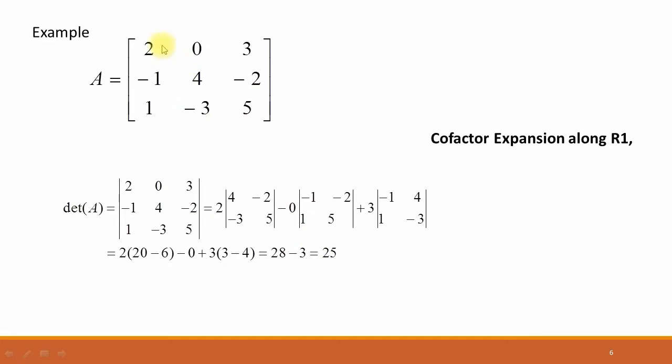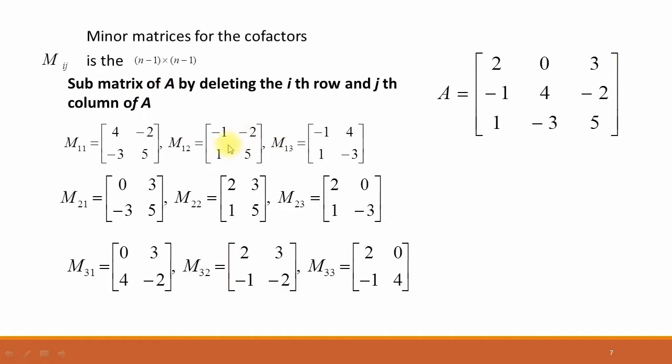So this matrix is non-singular. So we can now find the inverse of this matrix. For the inverse of this matrix, we first have to find the minor matrices, and these minor matrices help us to find the cofactor matrix of the matrix A. The minor matrix is the Mij matrix having the order n minus 1 by n minus 1. This is the submatrix of A obtained by deleting the i-th row and j-th column of matrix A.